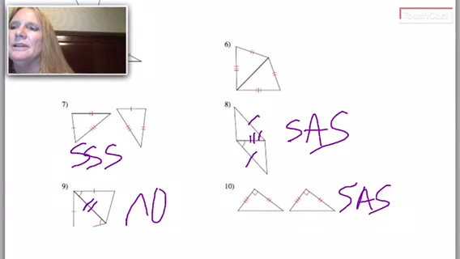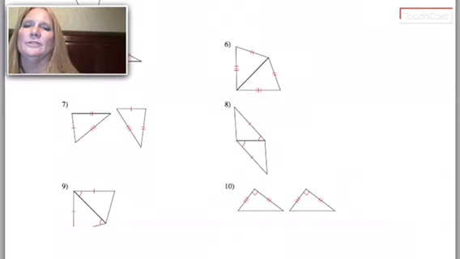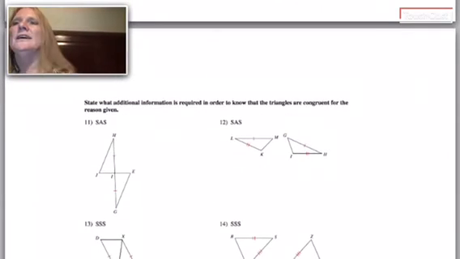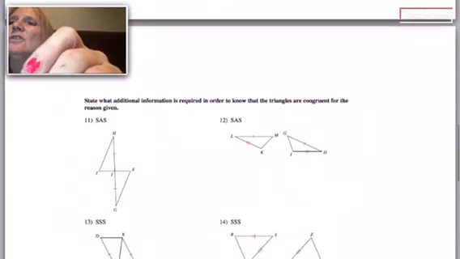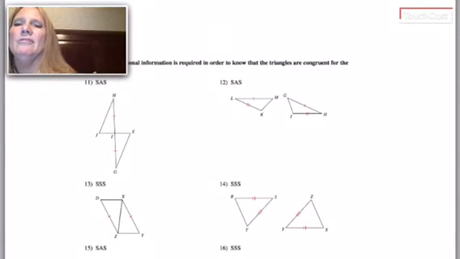Okay, the next part of the assignment asks something a little bit different. So let's look at the second part. State what additional information is required in order to know that the triangles are congruent for the statement that's given. So on number 11, these are so small, but we have this side and this side marked. That's the only thing that's marked. But we have vertical angles. Remember, vertical angles are always congruent, so they don't have to mark them for us because we know that vertical angles are always congruent. So we want side, angle, side.